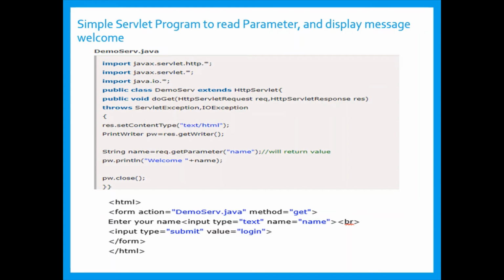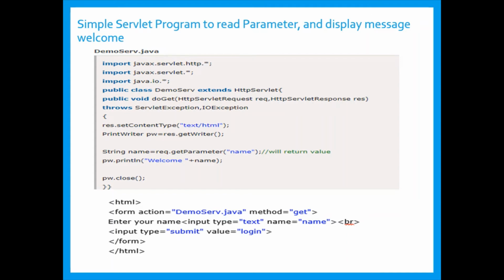Then the same parameter name has to be passed as an argument to the getParameter method. And the getParameter method returns the value available in the text field to the variable. The getParameter method always returns the value in the form of a string. Even if we enter the value as 10 in the input text field, the getParameter method returns the string 10, not a number.